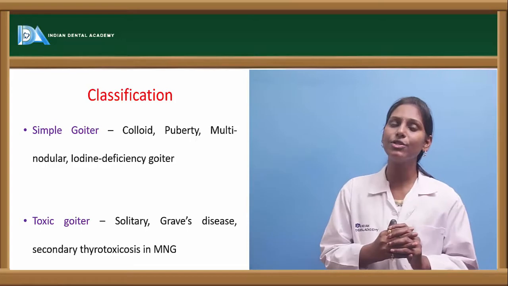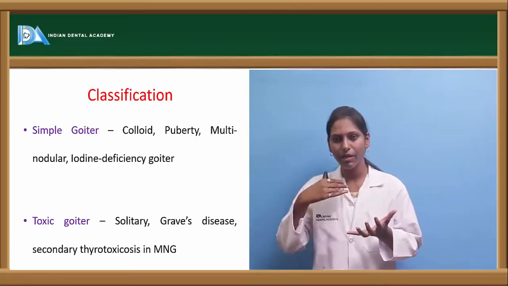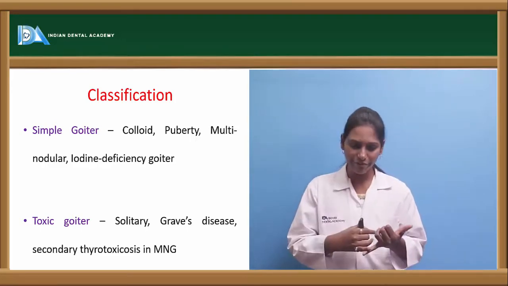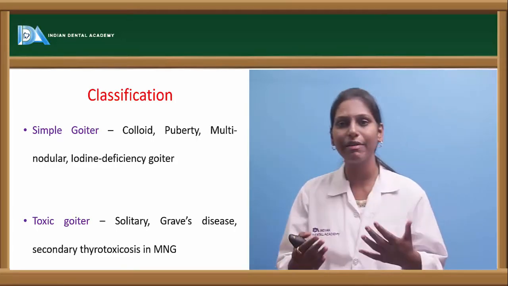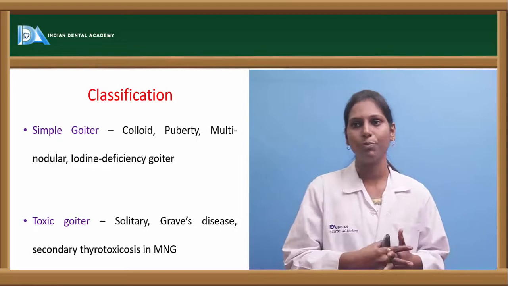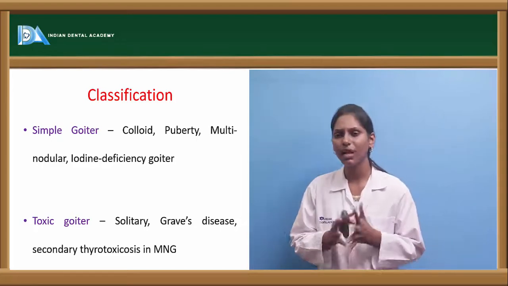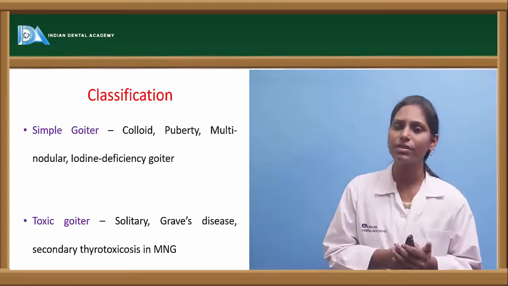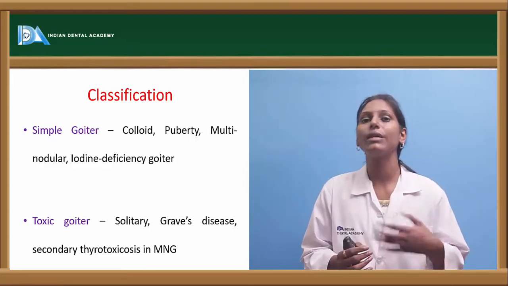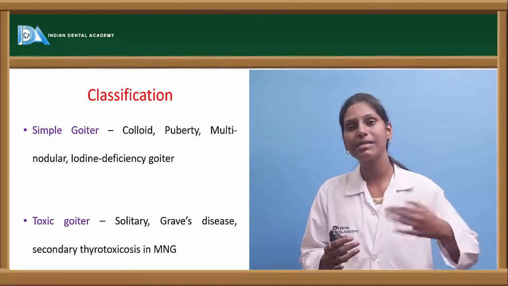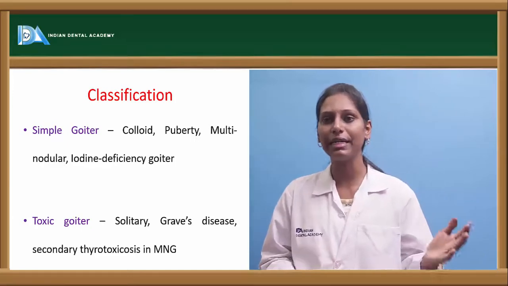There is something called Pendred syndrome. In this Pendred syndrome, the patient usually will be deaf. There will be goiter since the time of their infancy. And as I told you, there is secondary thyrotoxicosis in case of multinodular goiter. Why? Because there is excessive release of thyroid hormones as a response to the thyroid stimulating hormone.